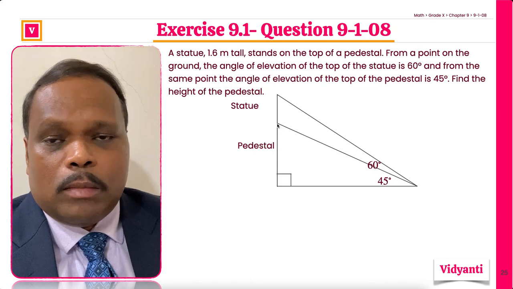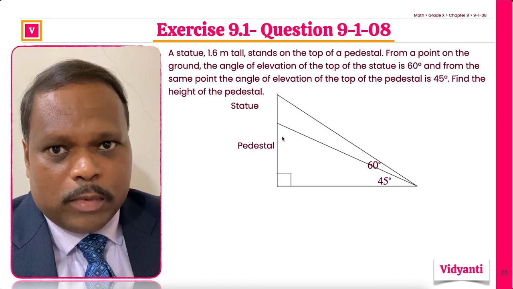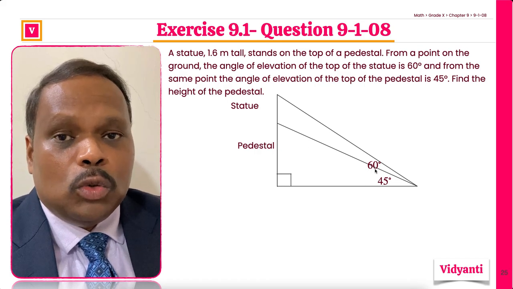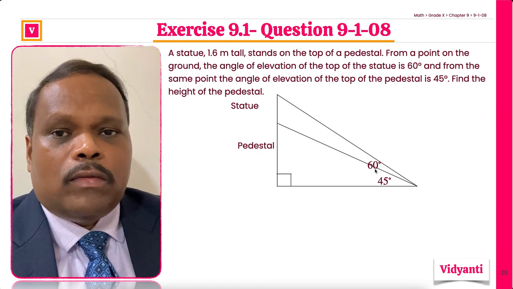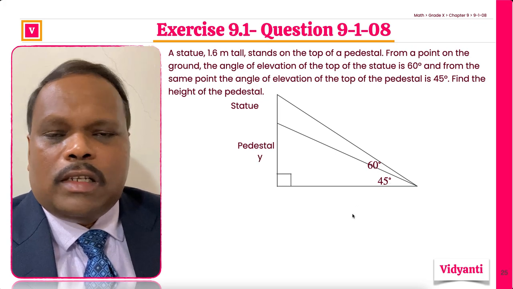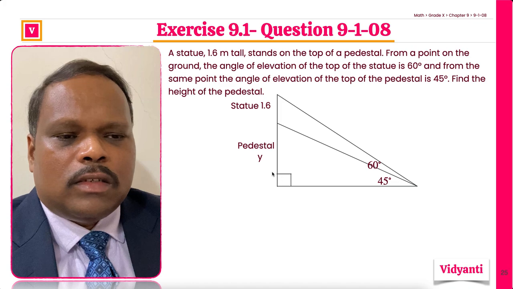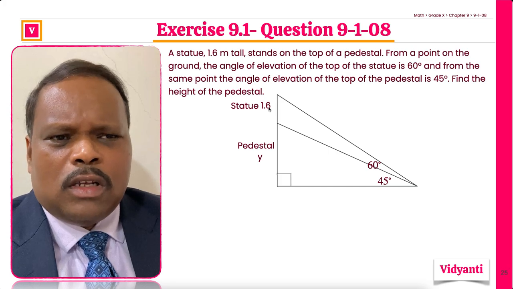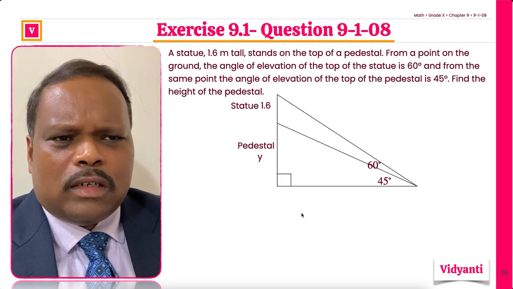So he can look at the bottom of the statue, which is the top of the pedestal by the way, and the top of the statue. That's how he is getting two angles of elevation. One is 45 degrees, one is 60 degrees. So again the same methodology. Let's say this is y. The only difference is that in the previous case this value was known and this was unknown. Here the statue is known, and then we'll find out.